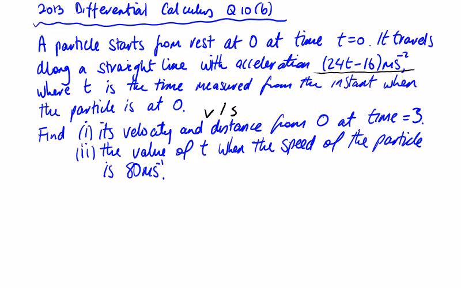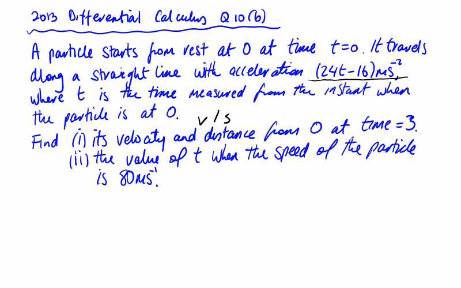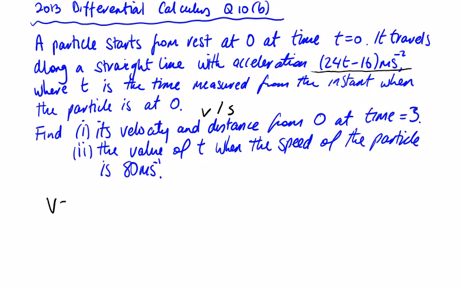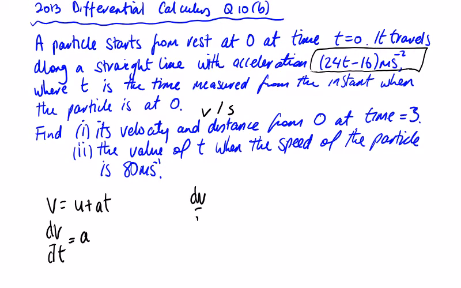So we need velocity and distance. Okay, what is velocity? Velocity is u plus at. And dv dt is equal to a. So this is my a, so this is equal to dv dt: 24t minus 16.